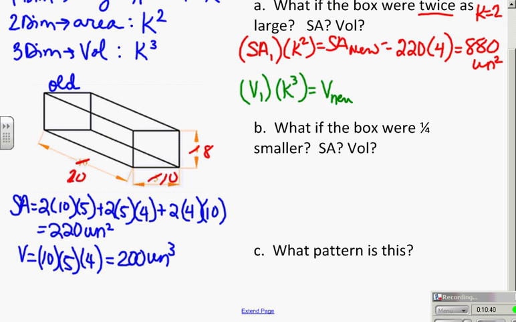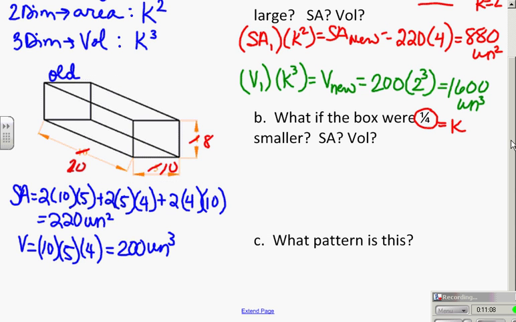And if we use the same idea, the volume of my original times k cubed will equal the volume of my new picture. And so I have 200 times 2 cubed, which is 8, for 1,600 units cubed. And again, if you take 20 times 10 times 8, you will get 1,600. Shortcuts. Understanding scale factor is a shortcut.